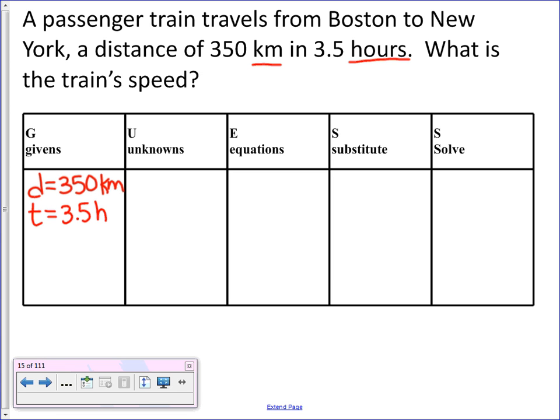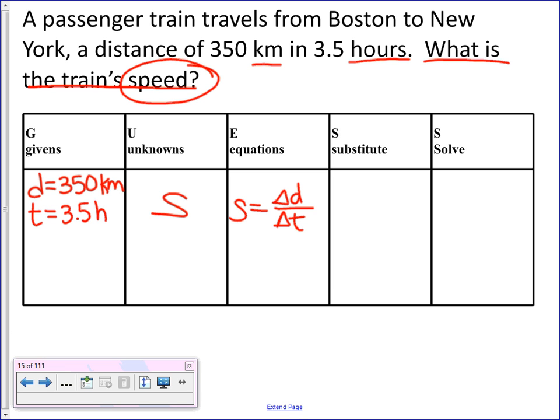So what are we trying to figure out? Oftentimes, you're going to look for what you're trying to figure out in the last sentence of the problem. Now, this isn't going to happen every time, but most of the time, you're going to see it in the last sentence. Here, the last sentence is, what is the train speed? So what we're solving for, what it's asking for, is speed. That is our unknown. So now we have to look at the equation for speed. Speed equals change in distance over change in time.